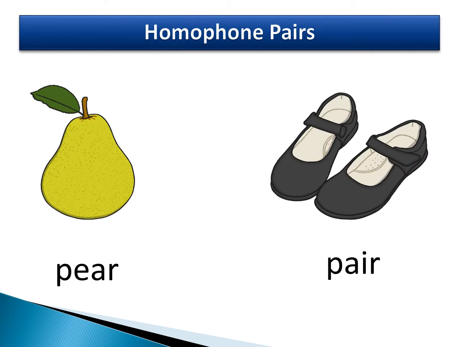Let's examine some examples. Look at the pictures and the words under them. So the first pair of homophones we have is pear and pair. See, they sound the same. But do they mean the same? No. The first word, pear, is the fruit you eat, while the other, pair, is the word that refers to two of something, like when you say a pair of shoes, a pair of gloves, etc.